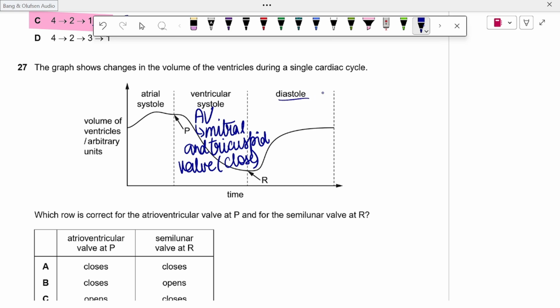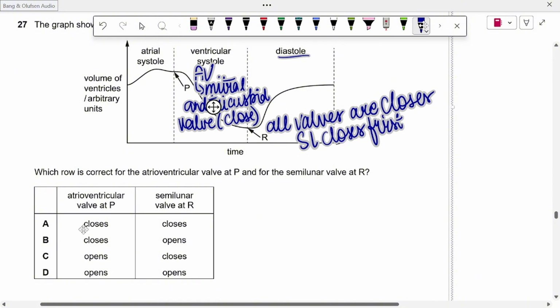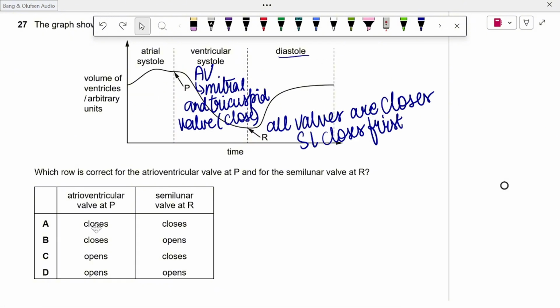Diastole refers to the relaxation of your ventricles and your atria. Here they have not specified which one is in diastole, so you are going to assume that both ventricle and atria are relaxing. And when diastole is happening in both, all your valves are closed, which includes both your semilunar and your atrioventricular valves. But the semilunar valve starts to close first. So at R your semilunar valve closes first. Atrioventricular valve at P, they are closing. Semilunar valve at R, they are also closing. Option A is your correct answer.